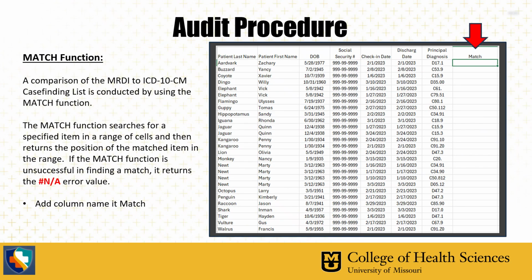A tool we use in Excel is the match function. This formula helps us compare the MRDI's diagnosis codes to the ICD-10 case-finding list. If a match is found, it gives us the position number of the matched item in the list. If unsuccessful, we get an error. This is our first filter to highlight potential matches that need further review.